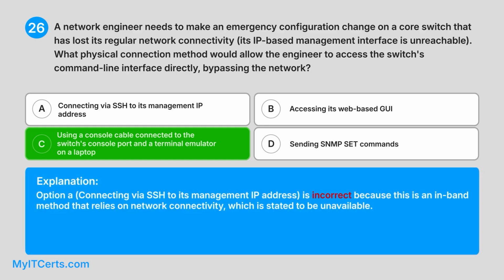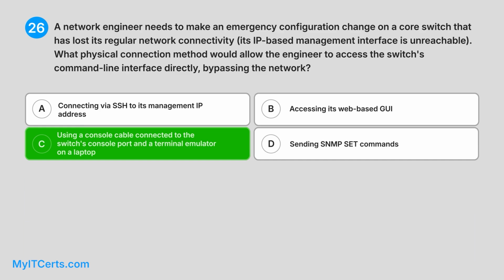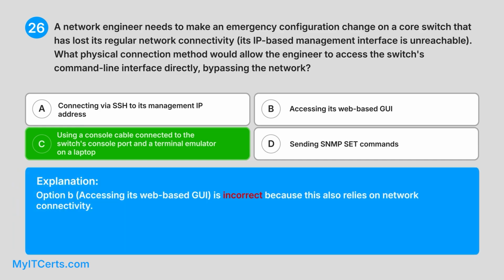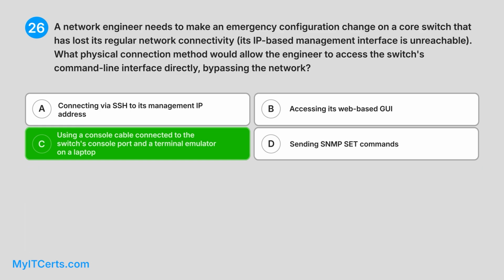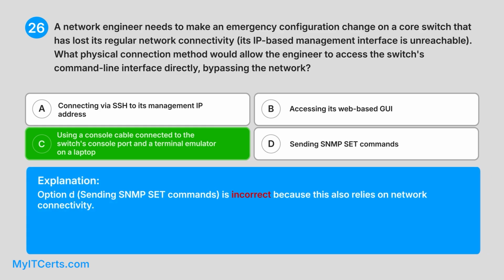Option A, connecting via SSH to its management IP address, is incorrect because this is an in-band method that relies on network connectivity, which is stated to be unavailable. Option B, accessing its web-based GUI, is incorrect because this also relies on network connectivity. Option D, sending SNMP set commands, is incorrect because this also relies on network connectivity.